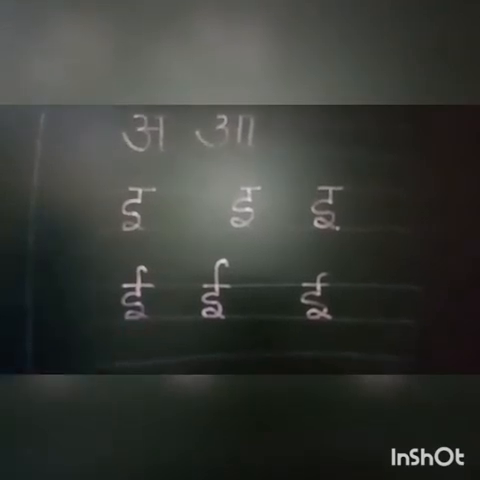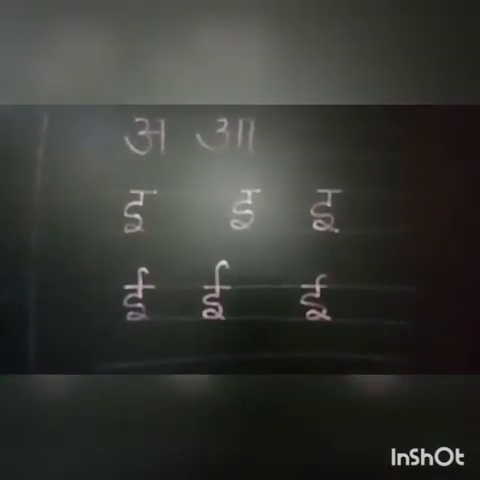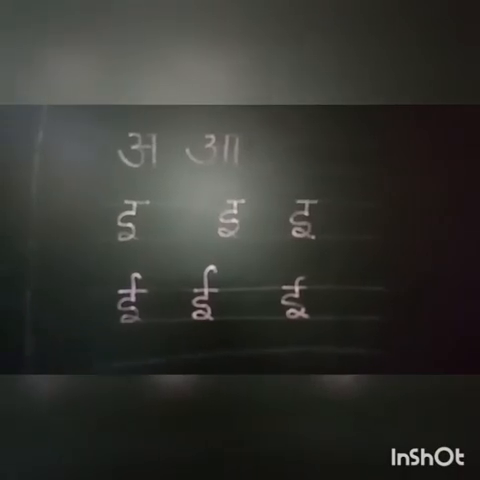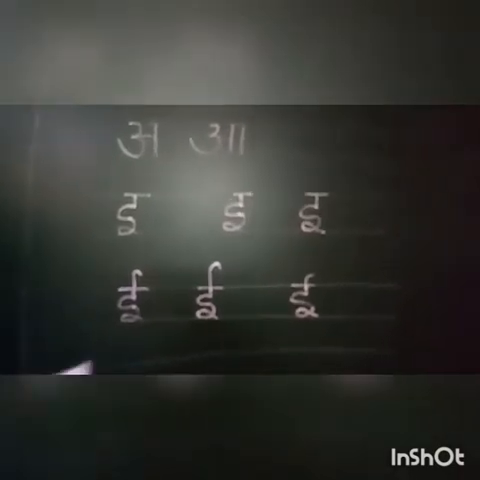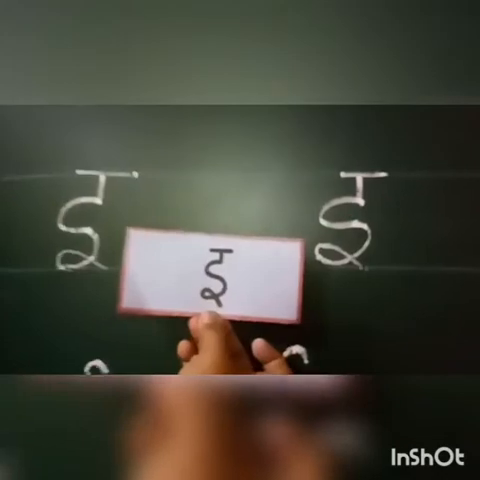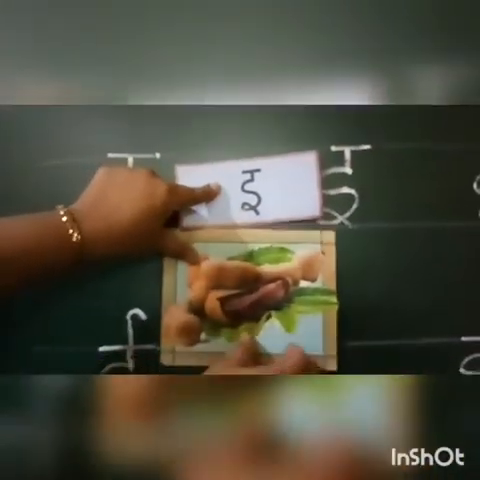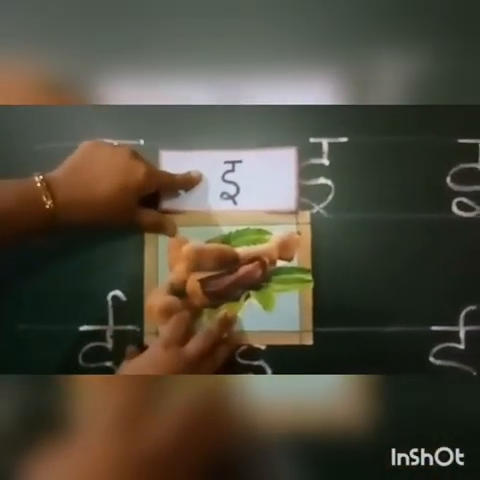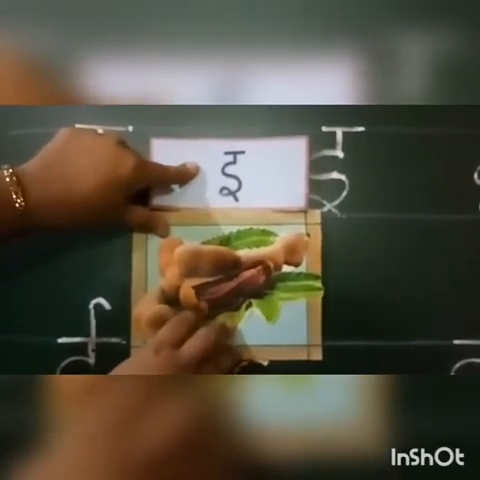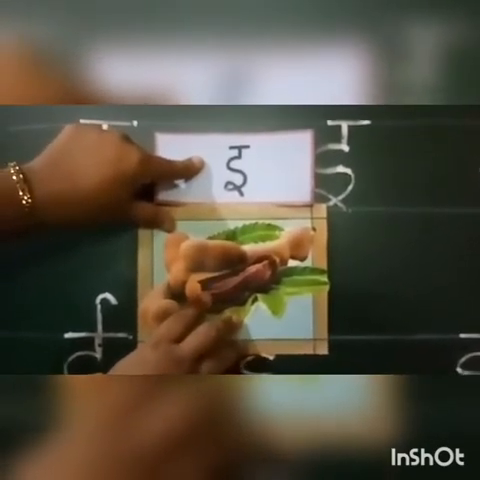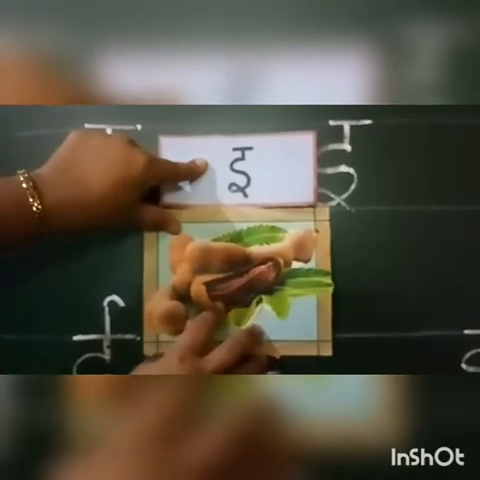Okay, children. So, which are the words related to these letters? I will show you. Which is this letter, children? This is letter E. E say Imli. What is this letter? E say Imli. Do you know what do you mean by Imli? Imli means tamarind. Okay, this tamarind.